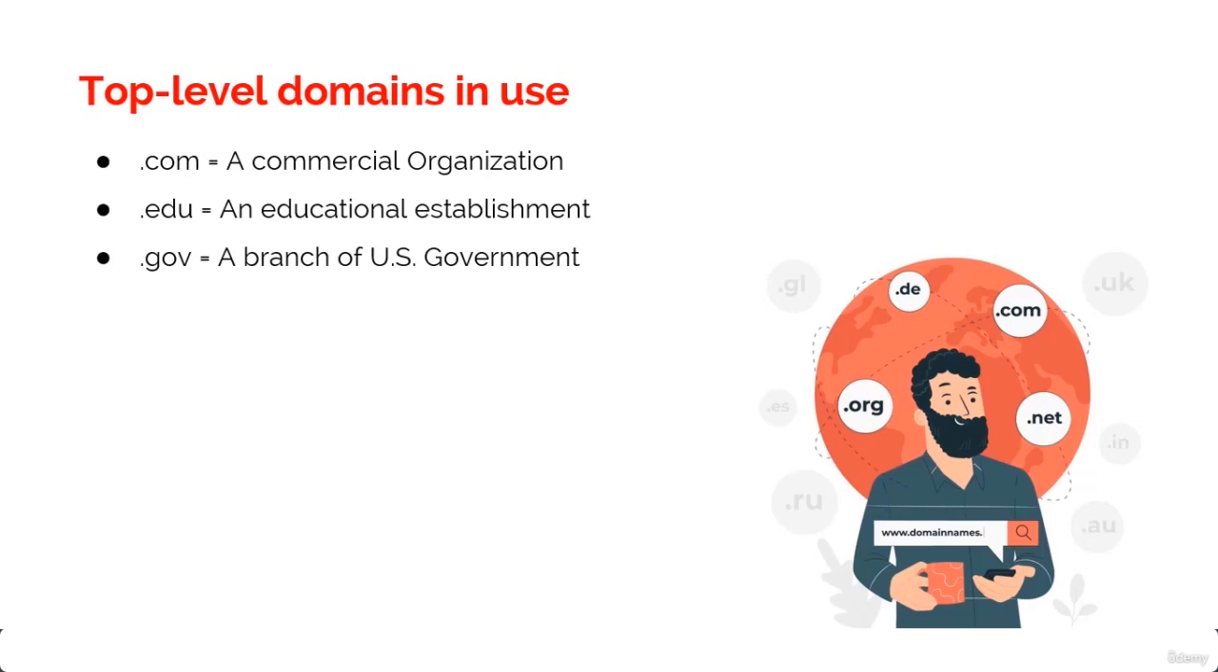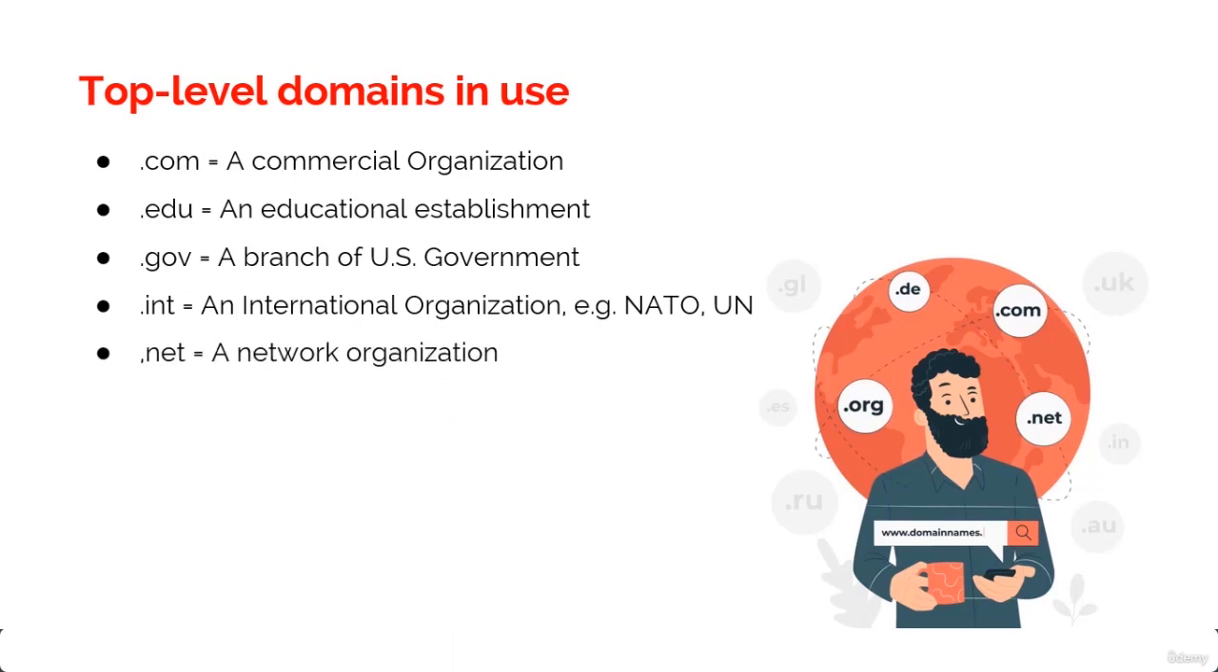Now your local internet service provider is probably a member of the .net domain because the internet service provider comes under the network organization. And your company, or let's say if you're working in a company, then you come under the .com part. And if you are studying in a university, and if your university has a website, they come under .edu, the education establishment, in other parts of the world.